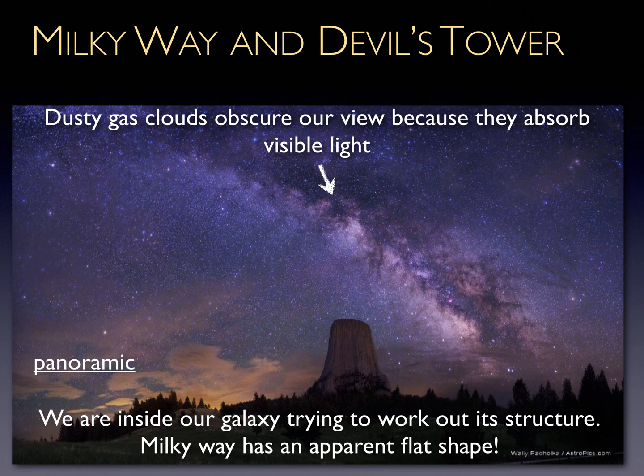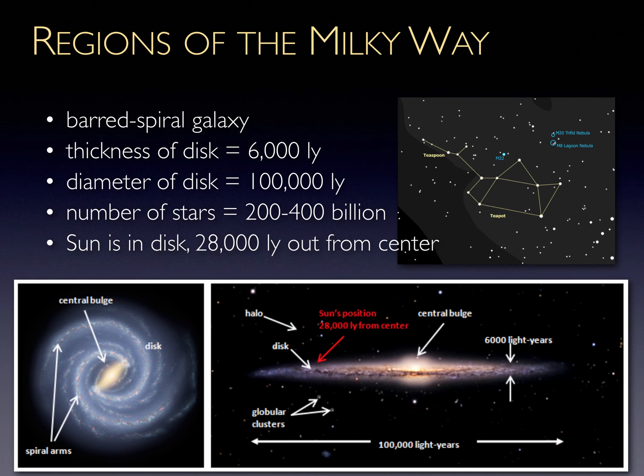Modern mappings show the Milky Way is a barred spiral galaxy that is 100,000 light-years in diameter. The Sun is 28,000 light-years from the center. Its disk is 6,000 light-years thick where the Sun is located and gets thicker toward the center. On the disk are 2 to 4 spiral arms. It has a central bulge that is somewhat football-shaped. The galaxy halo is the spherical region around the galaxy where globular clusters orbit.